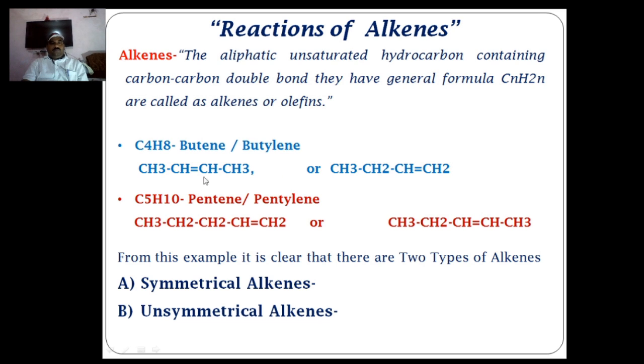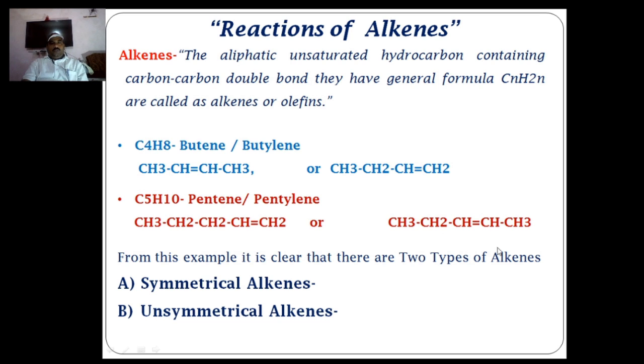Again, we discuss one more example for symmetrical and unsymmetrical alkene. C5H10 is the molecular formula of pentene, which is also known as pentylene. Now the structural formula of pentene: CH3 CH2 CH2 CH double bond CH2, that means the double bond is between carbon number 1 and 2. Another structural formula has the double bond between carbon number 2 and 3. So both have the same molecular formula but different structural formulas. That means both are alkenes, but these two alkenes are different.